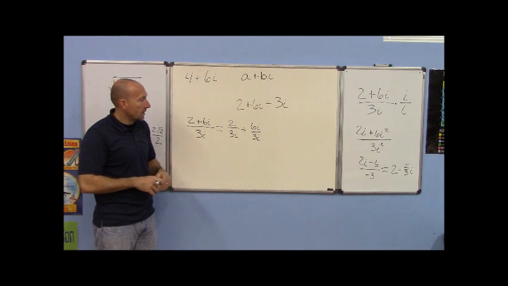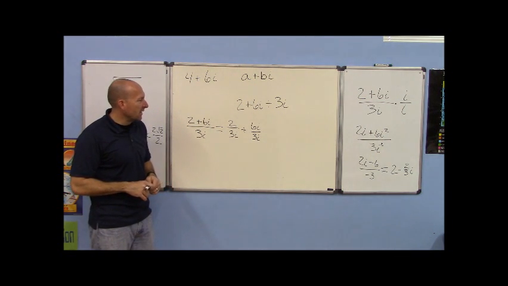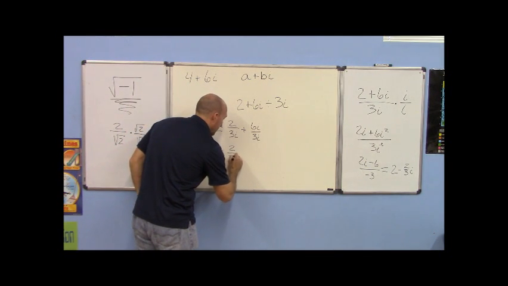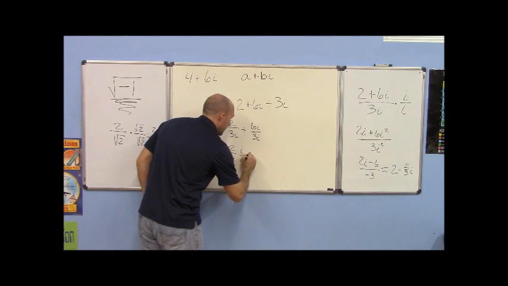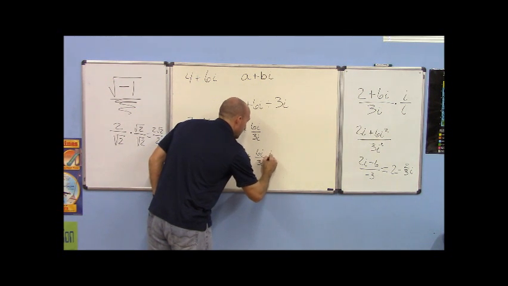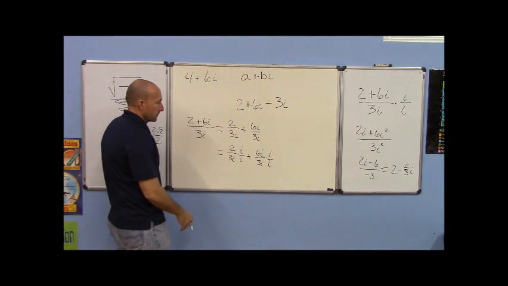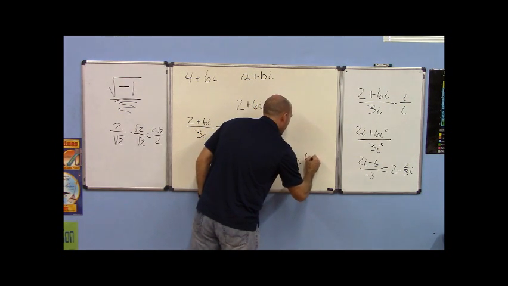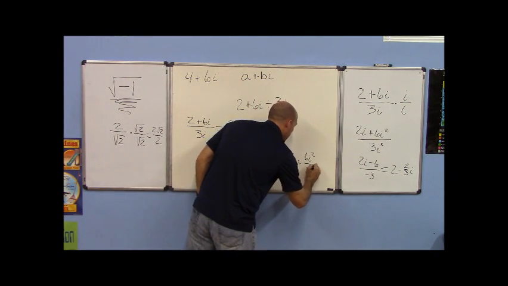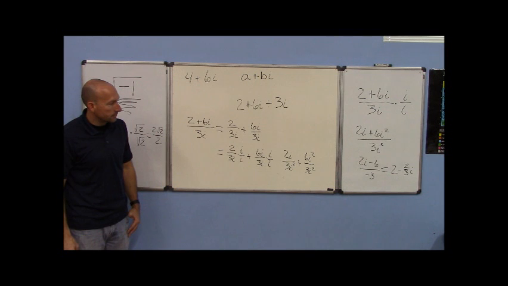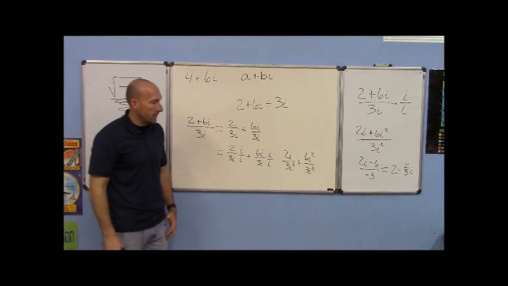Okay? So let's look at this. What if we do the i's like we talked about, 2 over 3i times i over i, plus 6i over 3i times i over i. This gives us 2i over 3i squared plus 6i squared over 3i squared. Okay?